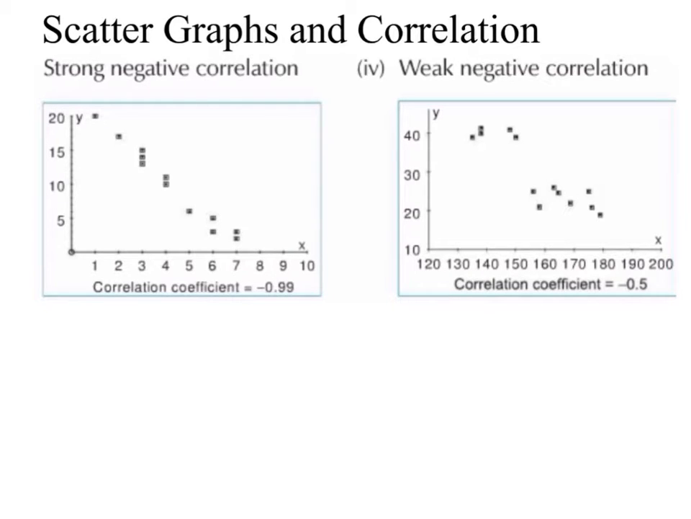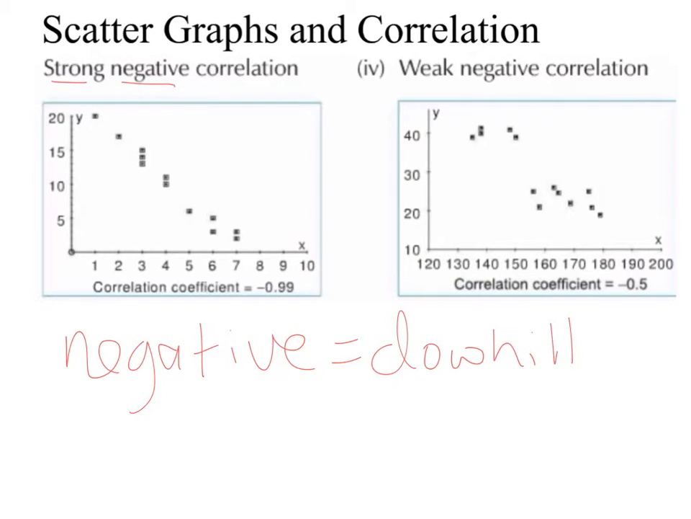In our next diagram, we have what's known as strong negative correlation. So the correlation again is strong because all the dots are quite close together. If we were to draw in a line of best fit, we would see that most of them would be very, very close to the line. However, now our data values are going downwards. So negative correlation equals downhill or downwards. So our dots are going downwards, they're going downhill.